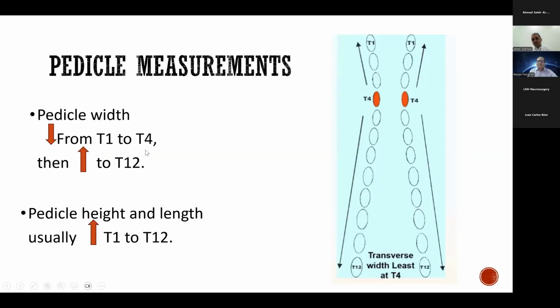Similarly, not only the pedicle width, but the pedicle height and length also change in size. Unlike the pedicle width, where the minimum is at T4, the pedicle height and length increase progressively from T1 to T12. So the width is thinnest at T4 and increases on either side, whereas the height and the length progressively increase from top to bottom.